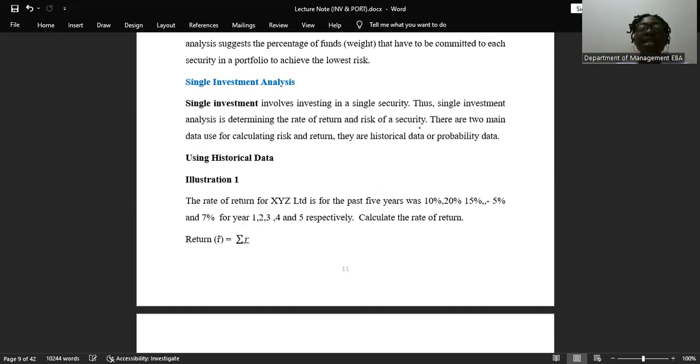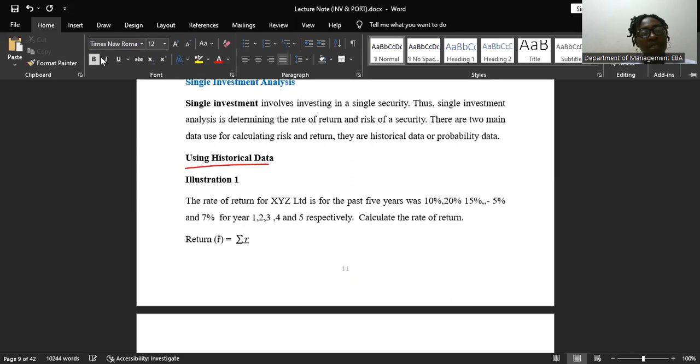Now, in calculating the return and risk of a single investment, we have two ways. We can use historical data. When I talk of historical data, I mean past information. So if you get the past returns of a particular fund, you can determine the possible return you will get. If I give information about returns over a period, you can, based on it, find the average and know that, give or take, that's what you are going to earn. Okay, all right. So that is historical data. I want to put this down.